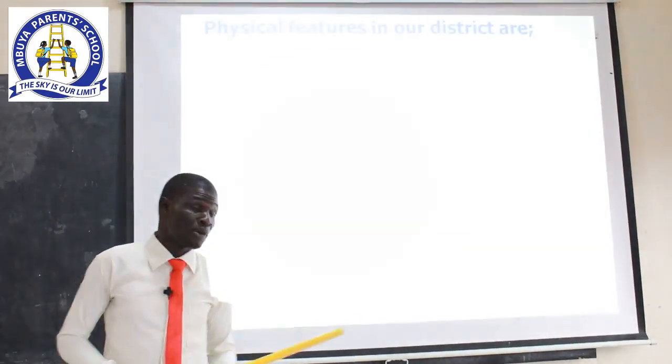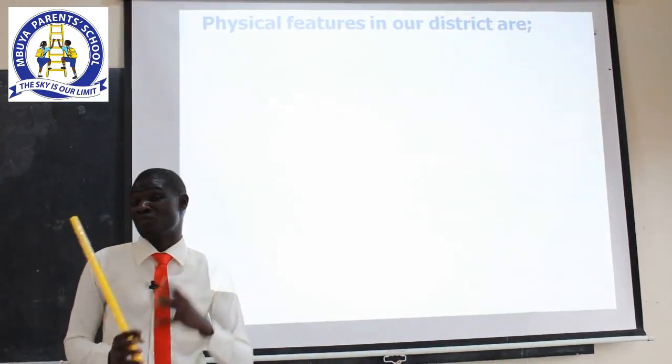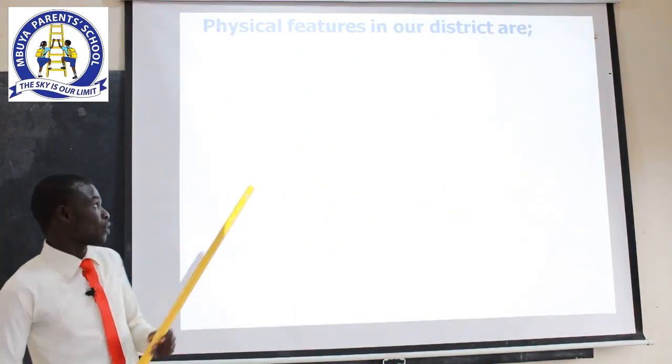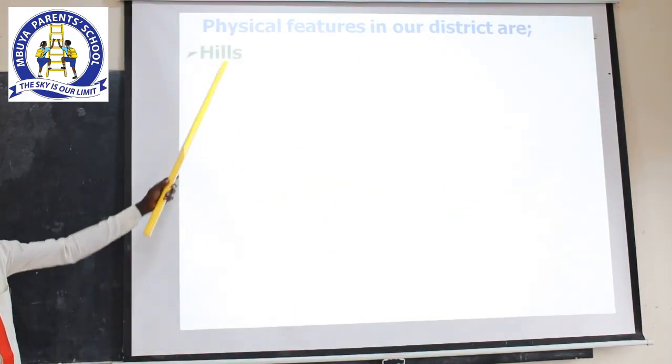Since I am in Kampala, I'm going to talk about the physical features that we normally see here in Kampala. And you should also identify the physical features found in any place where you are. Our first physical feature is the hills.